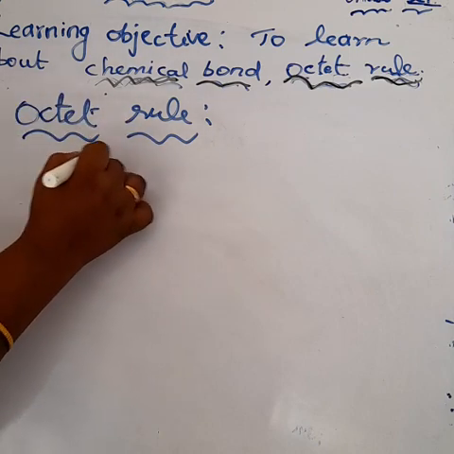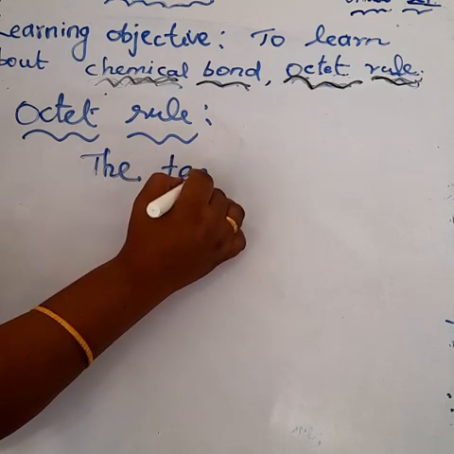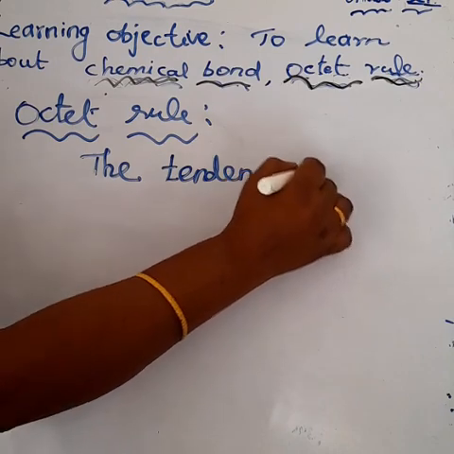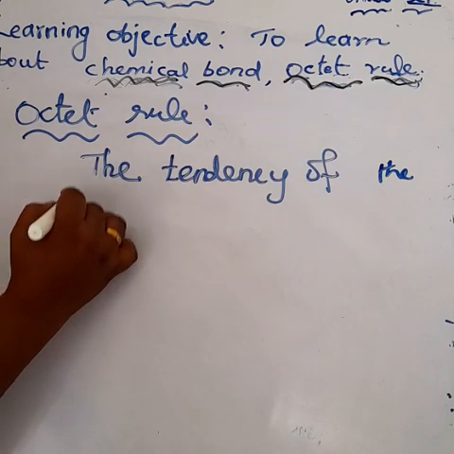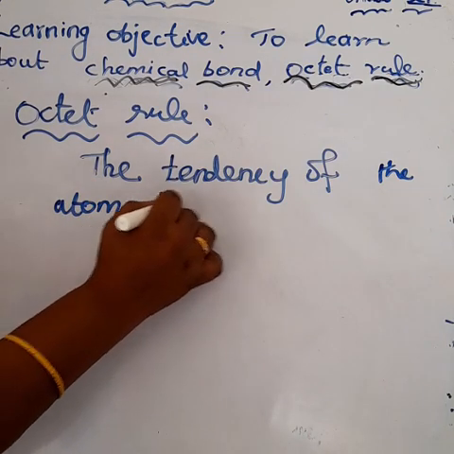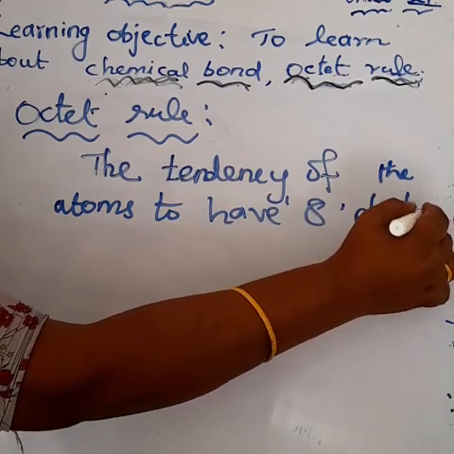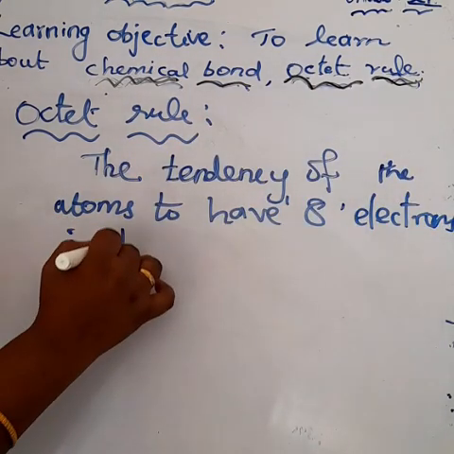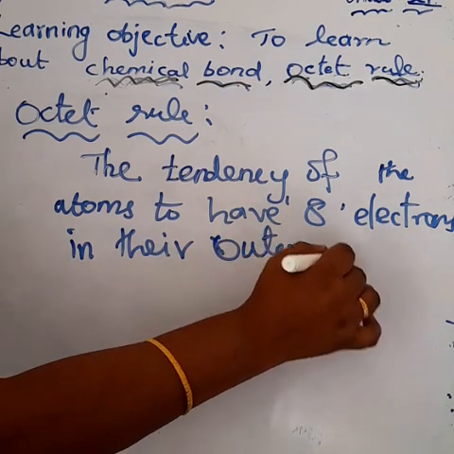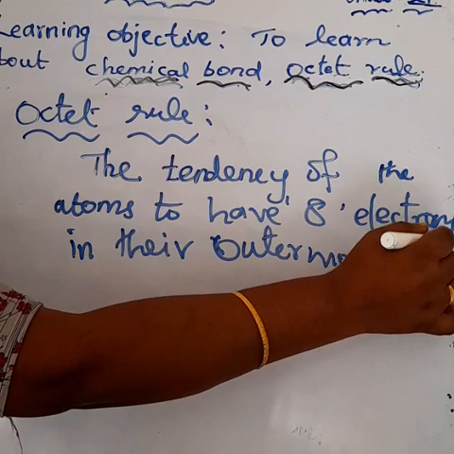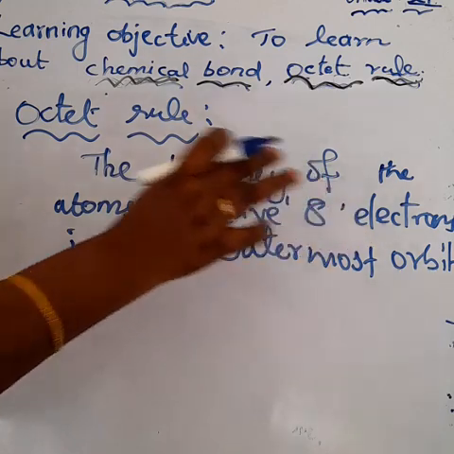Octet rule means the tendency of the atoms to have 8 electrons in their outermost orbit. Okay, the tendency of atoms to have 8 electrons in their outermost orbit.